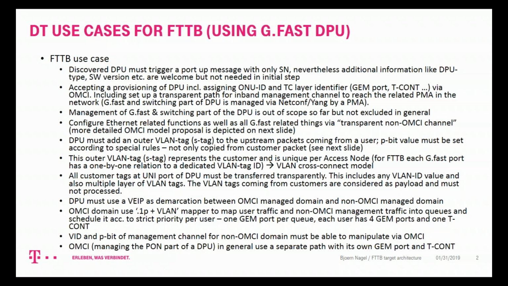In the OMCI domain, we use .1p plus VLAN mapping to map the user traffic into GEM ports and queues, and then we schedule it according to strict priority per user. So we have one GEM port per queue. Each user has 4 GEM ports, so that means also 4 queues, of course, and one single TCONT per user.